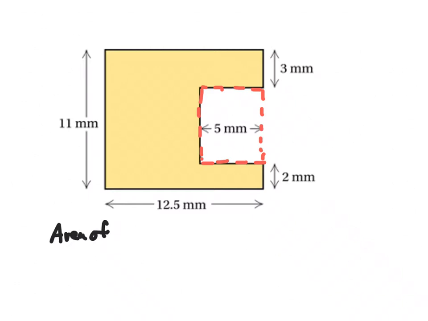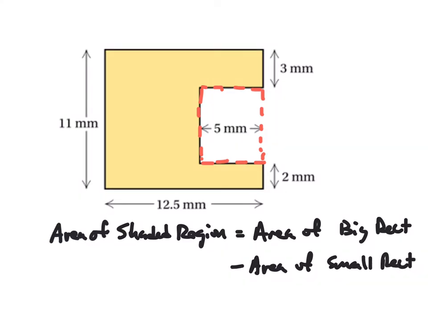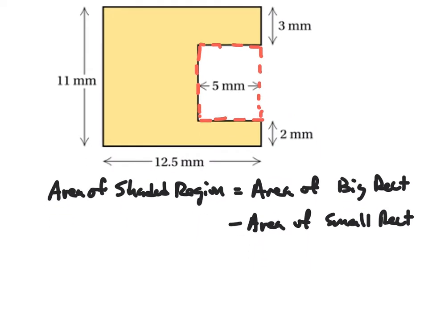So I'm going to call the area of the shaded region equal to the area of the big rectangle minus the area of the small rectangle. So if I wanted to find the area of the big rectangle, let's do this. The area of the shaded region, let's do the area of the big rectangle first. That's an 11 by 12.5 millimeters. So let's do 11 times 12.5. This right here is going to give me the total area of the big rectangle. But then we need to subtract off this area.